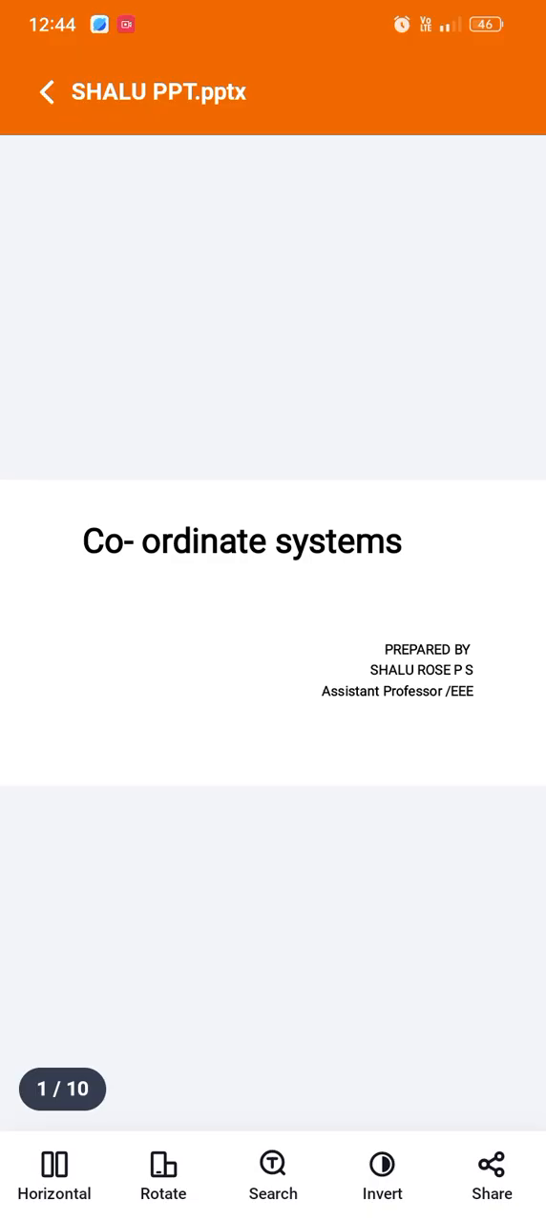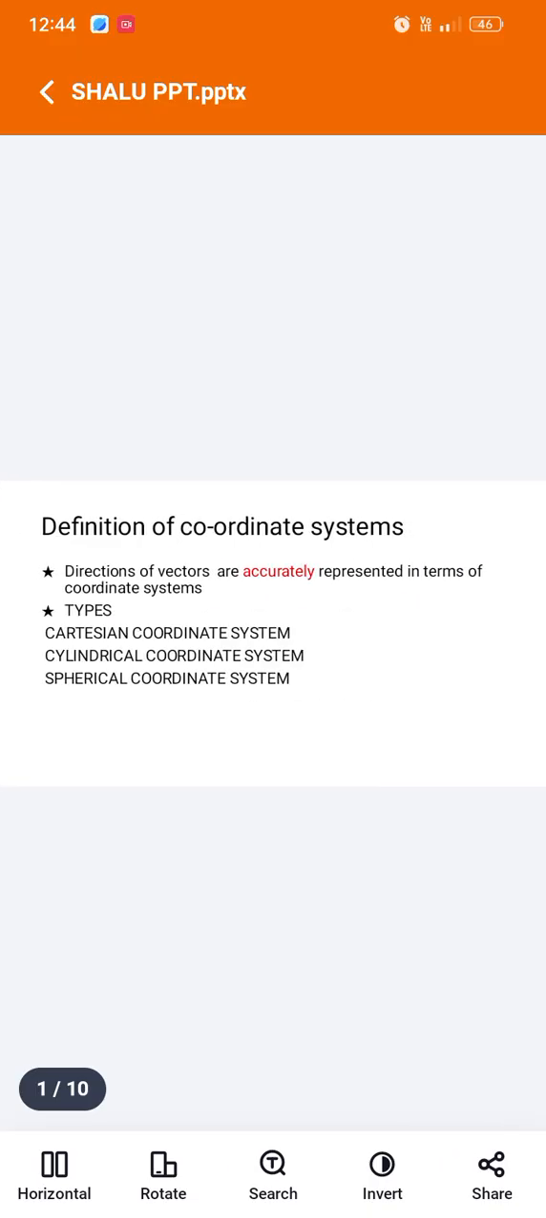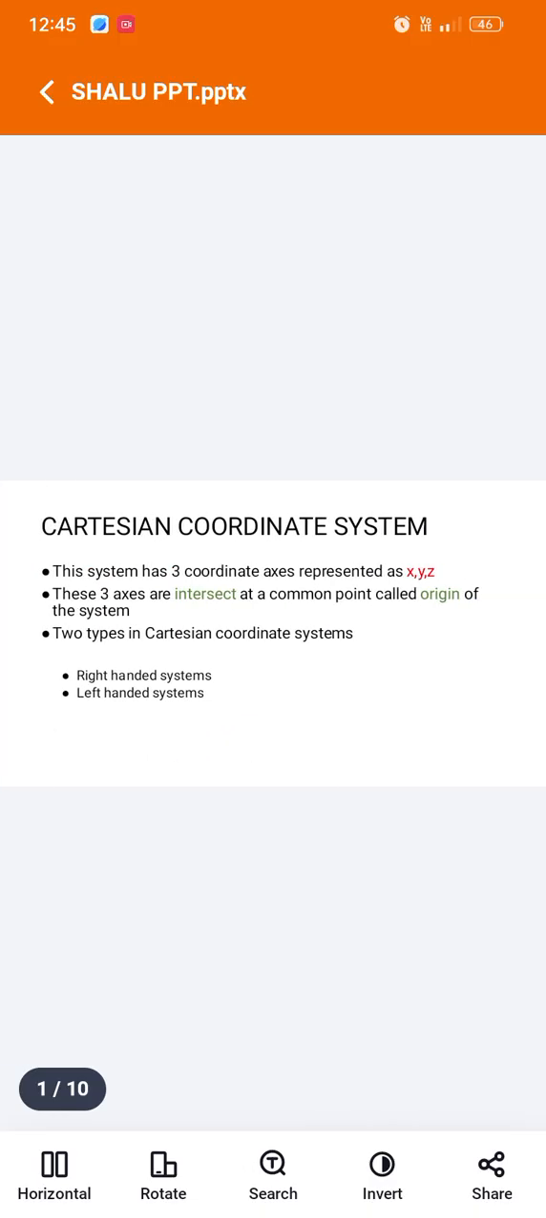Now I am teaching about coordinate system. First, what is coordinate system? The direction of the vectors are accurately represented in terms of coordinate system. There are three types in the coordinate system. First one is Cartesian coordinate system. Second one is cylindrical coordinate system. Third one is spherical coordinate system. Now we discuss about one by one.